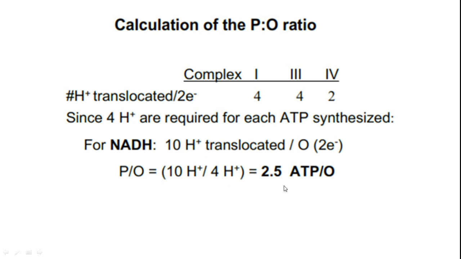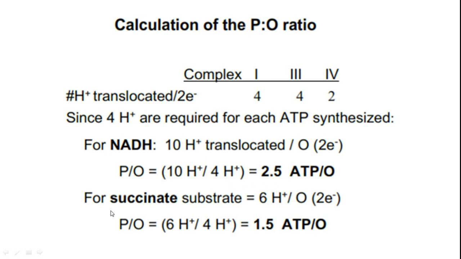P/O ratio for NADH is 2.5. And for FADH2, because it bypasses complex 1 and goes to complex 3 and 4, and complex 2 does not have any proton pumping capability, the P/O ratio becomes 1.5. So friends, this is the way how the P/O ratio can be calculated.